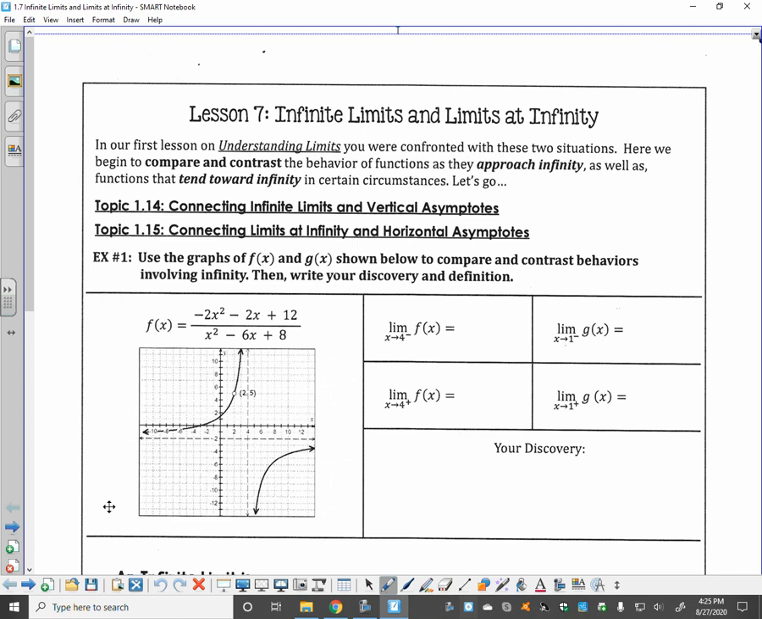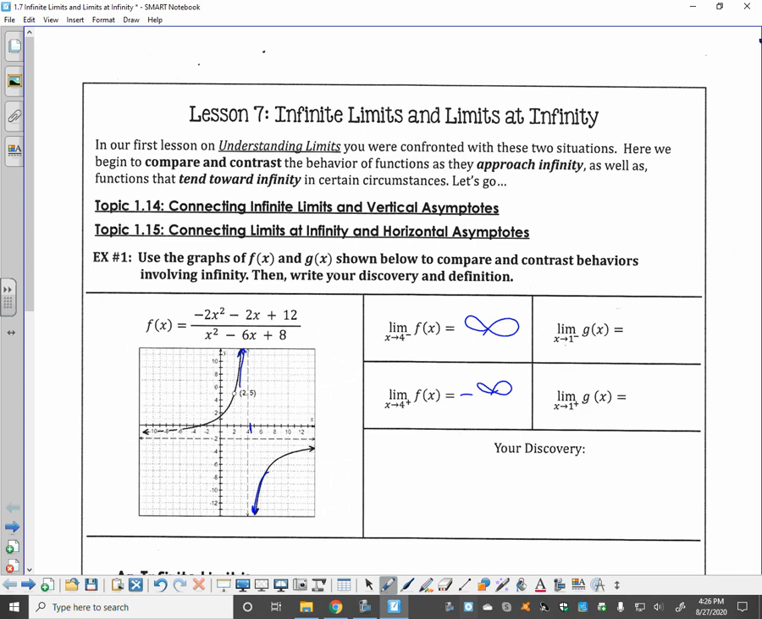Okay, so I have my function. It's already been graphed for me. They've already found the hole. They've already got the asymptotes. They've done all the grunt work for me. I just need to answer these four limits. So as I approach 4 from the left, I am headed towards positive infinity. As I approach 4 from the right, I'm headed to negative infinity.